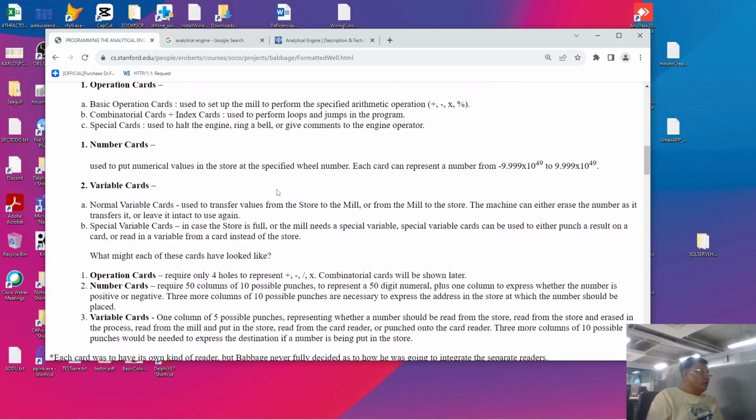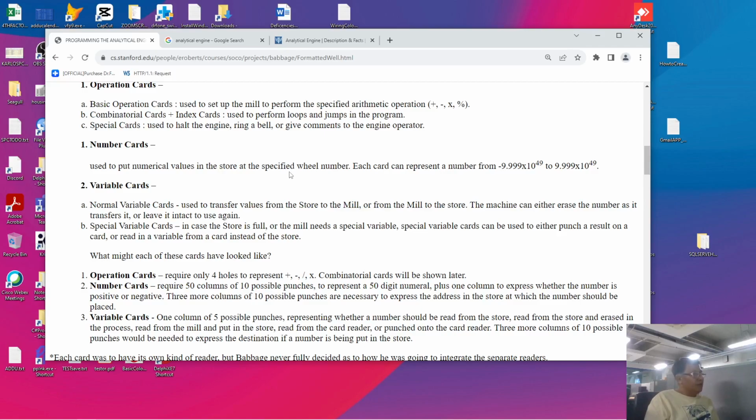Another type of card is called the number card. The number card is our typical representation of the modern assignment statement because in a modern programming language, you can store a value to a variable. So when in C++ or C you say x equals 10, we are storing the value 10 in the variable x. However, in the analytical engine, variables are not assigned variable names. They are assigned addresses. In particular, they are assigned numbers.